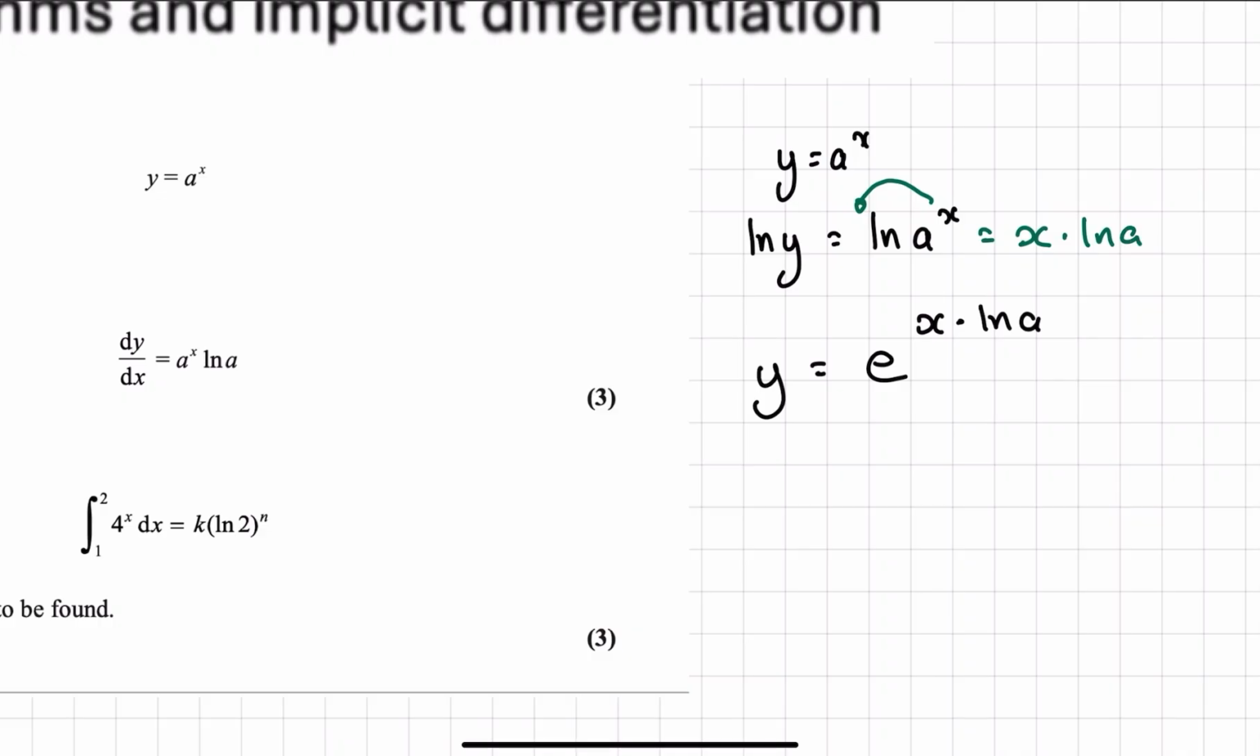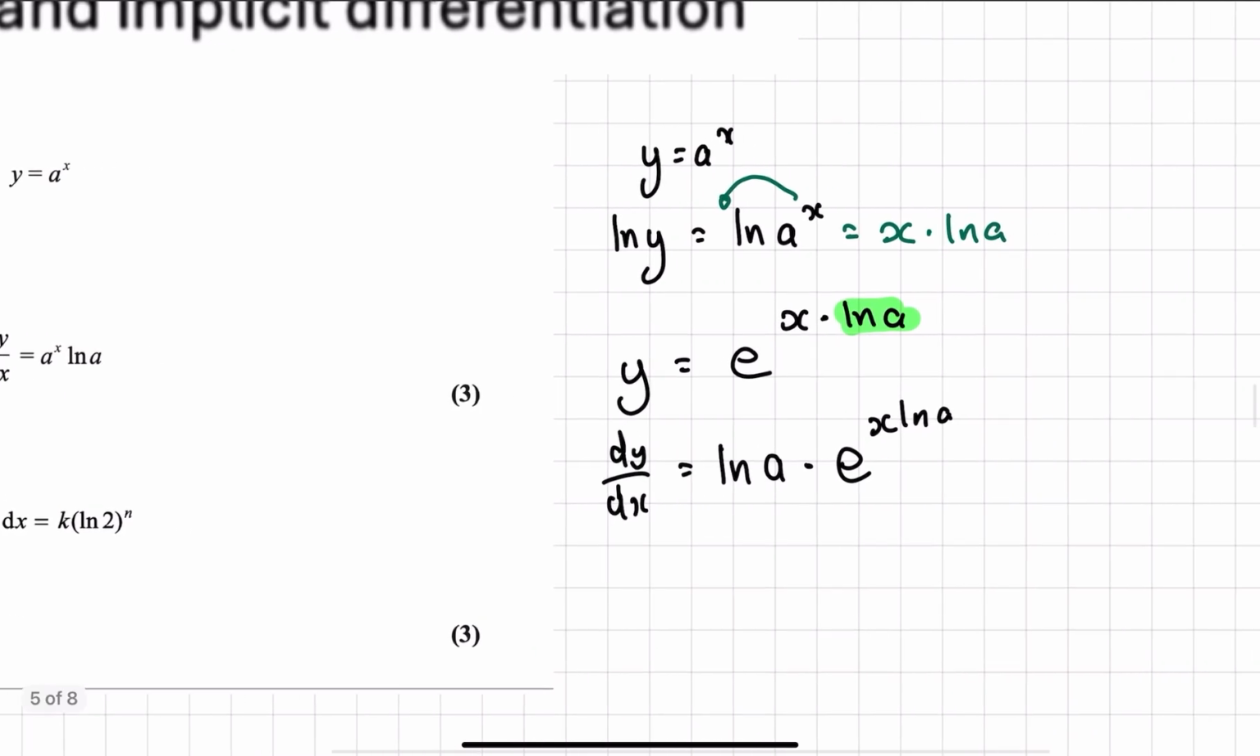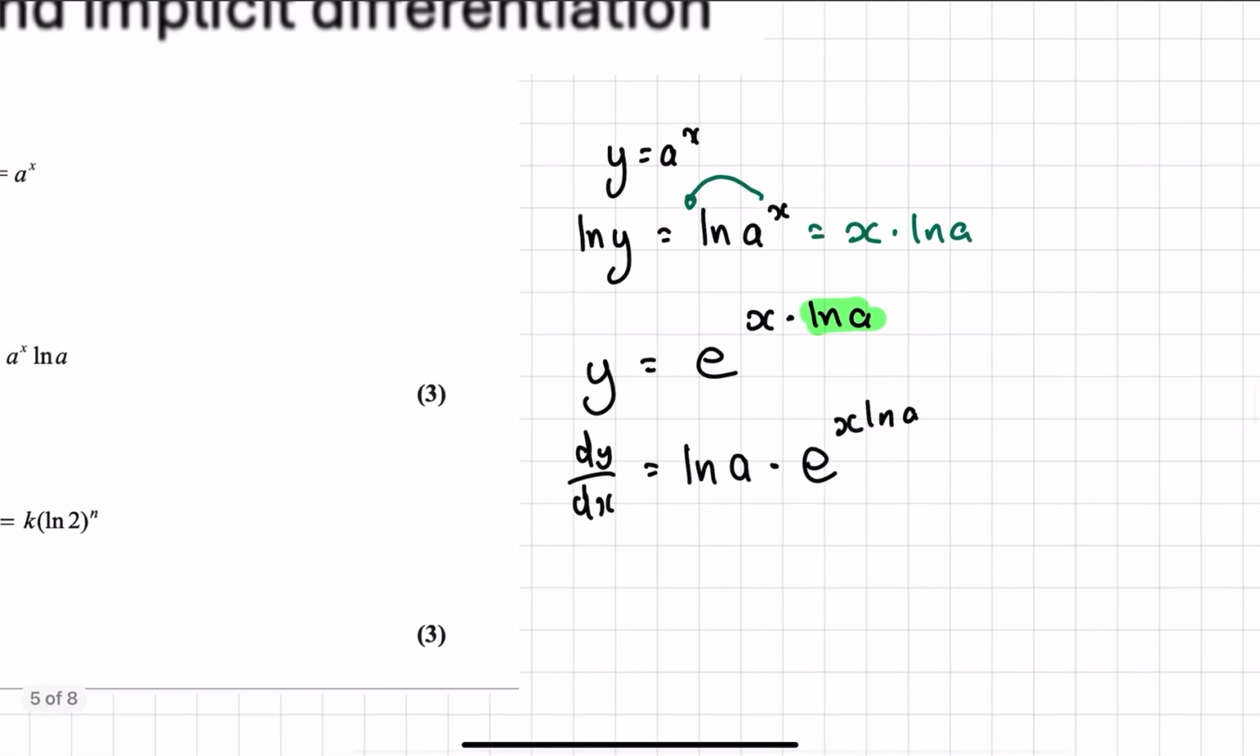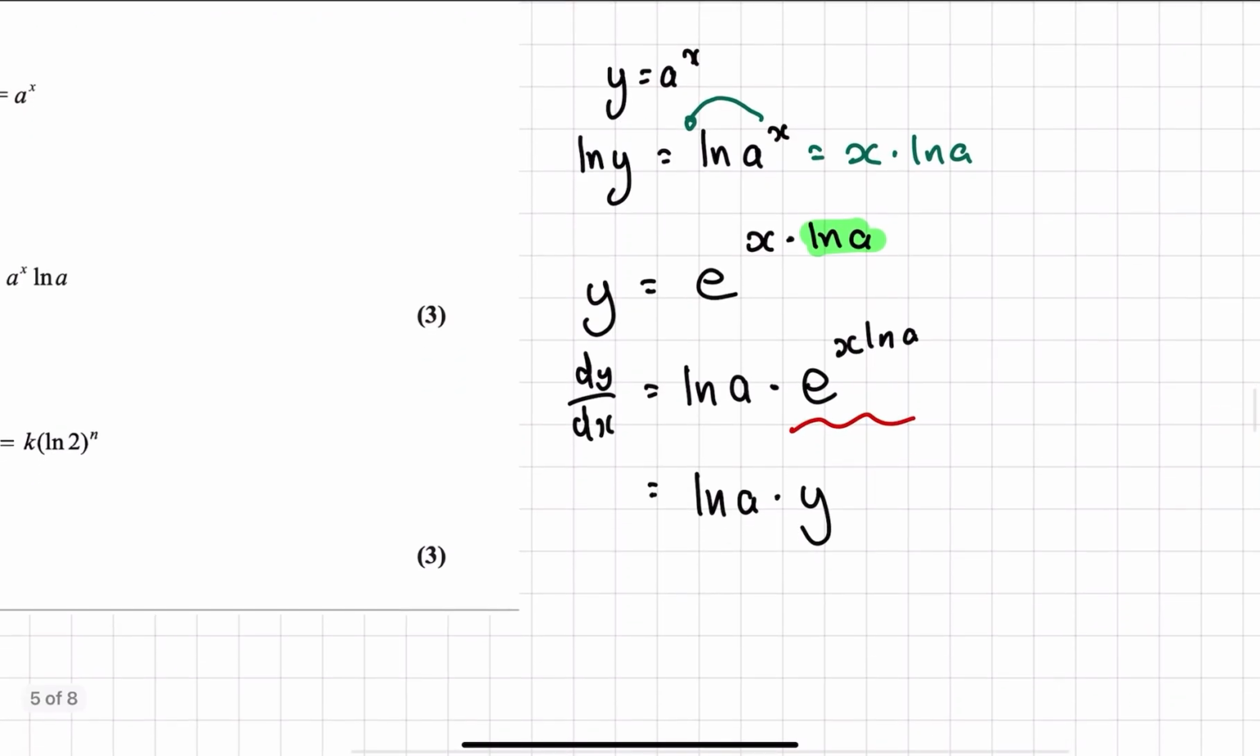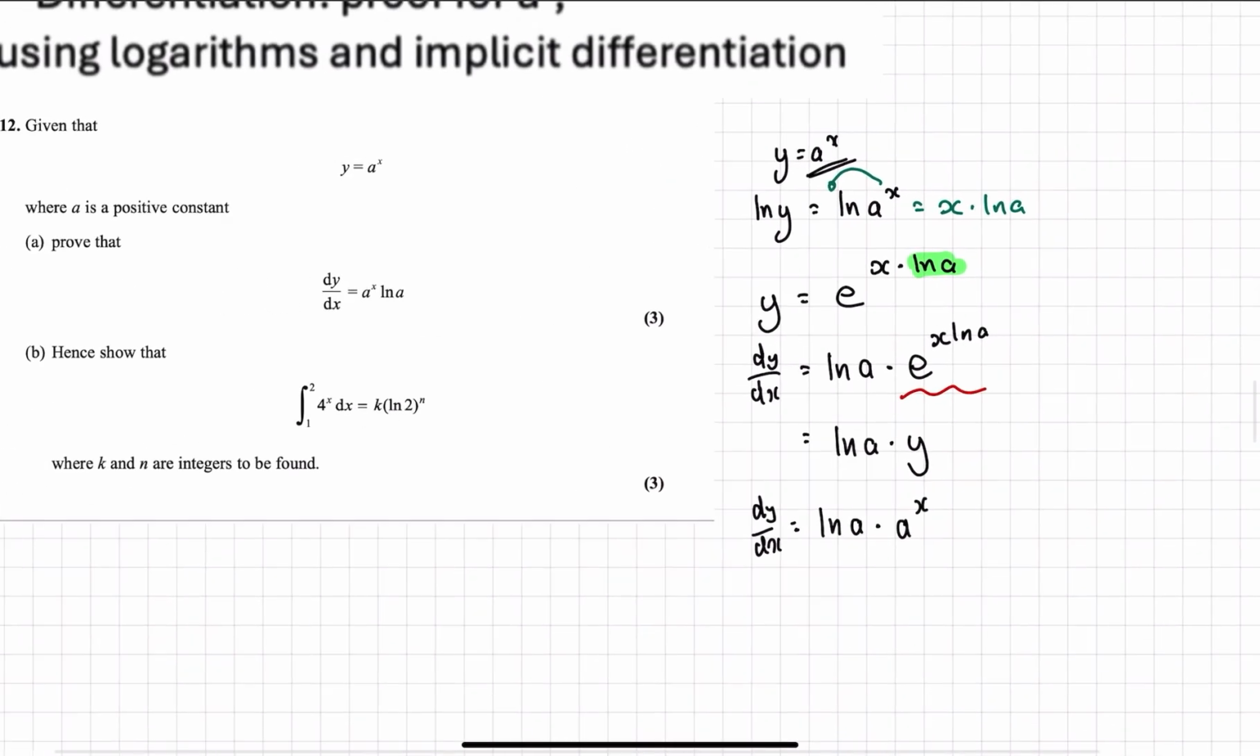Okay, so now dy over dx equals the derivative of the power, which is natural log a, times itself. And what we can say here is that this here equals y. So dy over dx is natural log a multiplied by y, and y is a to the x at the top here. Therefore, dy over dx is natural log a multiplied by a to the x. Fantastic. There's your proof, 3 marks.